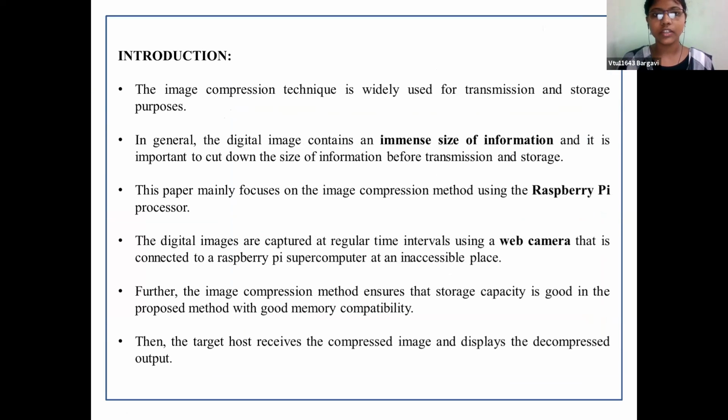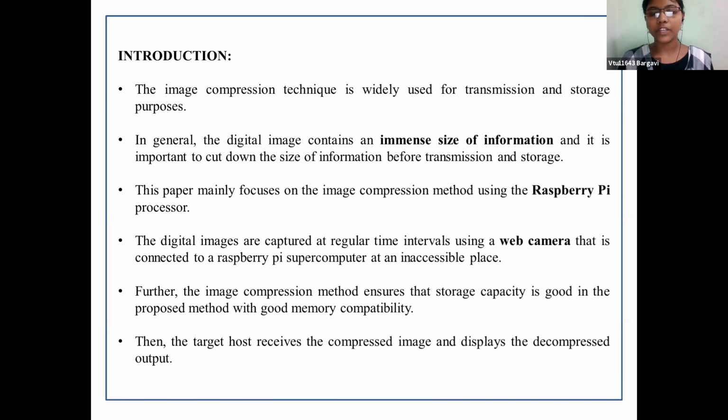Here is the introduction. Image compression is basically done in order to make the transmission and storage process easier. In general, the digital image has an immense amount of information, and this makes the data size of that image quite big. This paper mainly focuses on the image compression method using the Raspberry Pi with the help of complex contourlet transformation. The digital images are captured at regular intervals with the help of a web camera, and then it is sent to the Raspberry Pi board as an input image.